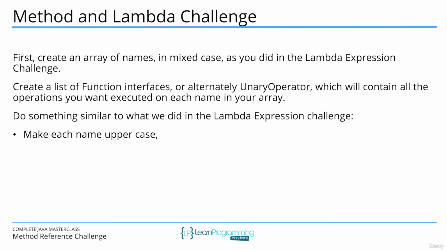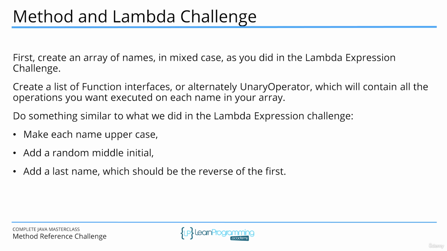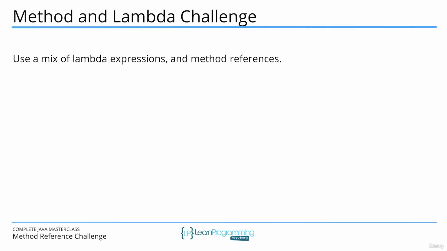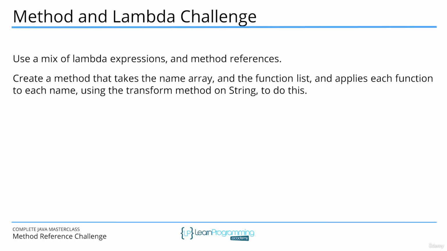Make each name uppercase, add a random middle initial, add a last name which should be the reverse of the first. In addition to this, add some custom transformations of your own. Use a mix of Lambda expressions and method references. Create a method that takes the name array and the function list and applies each function to each name using the transform method on string to do this. All changes should be applied to the original array.